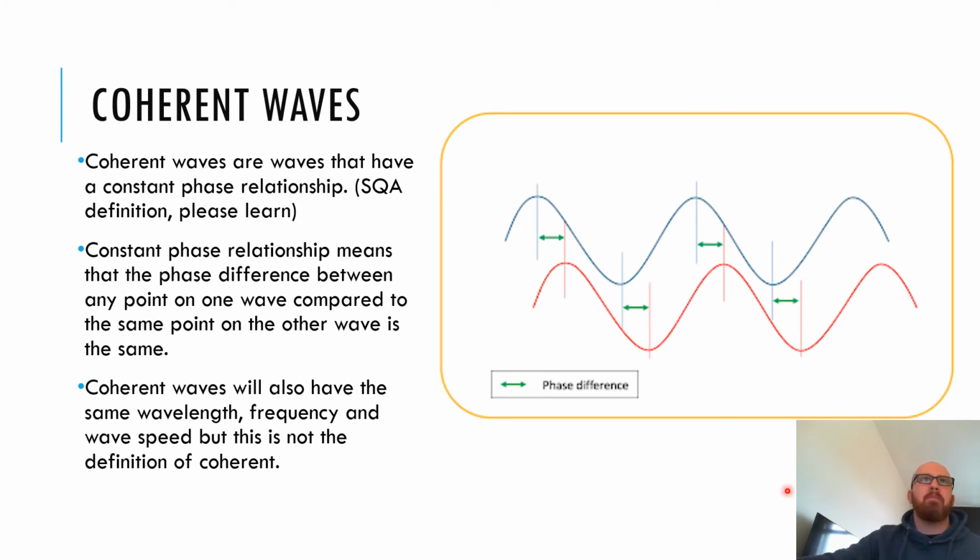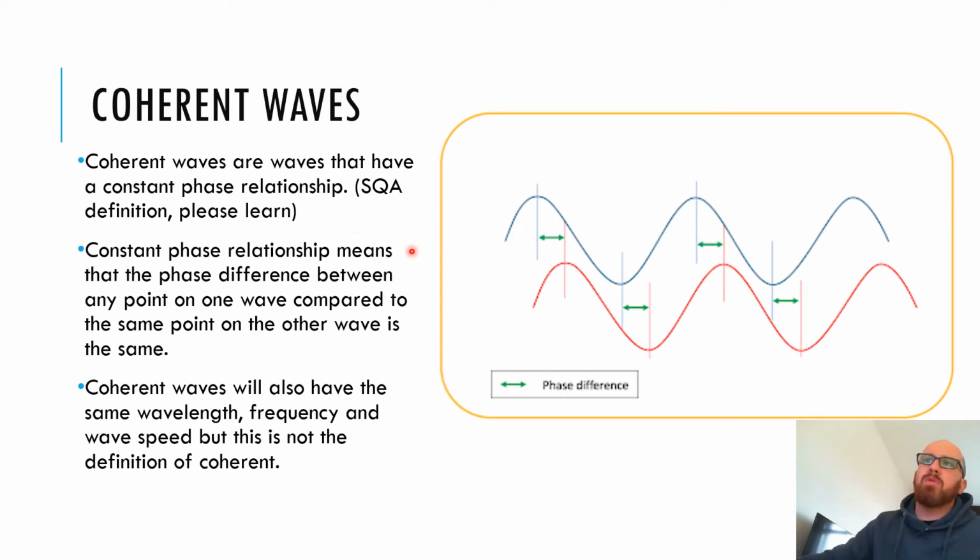So this is where we're going to talk about coherent waves. Coherent waves is really important. It's important that you know the definition of a coherent wave. It's important we learn this definition at the top. This was asked in the SQA exam a couple of years ago, and a lot of people got it wrong. So coherent waves are waves that have a constant phase relationship, a constant phase difference.